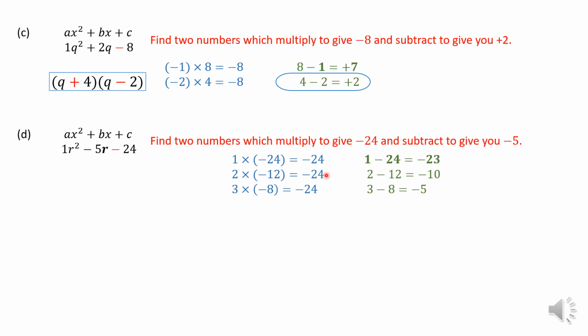So I write down the numbers that multiply to give you 24. Well, not all of them, because I stopped halfway when I realized I have my answer. 1 times negative 24 is negative 24, but it doesn't give negative 5. But the last one does. 3 times negative 8 is negative 24, and 3 minus 8 is negative 5. So that is what I'm looking for. One bracket is r plus 3, and one will be r minus 8. Remember, the brackets will have different signs.